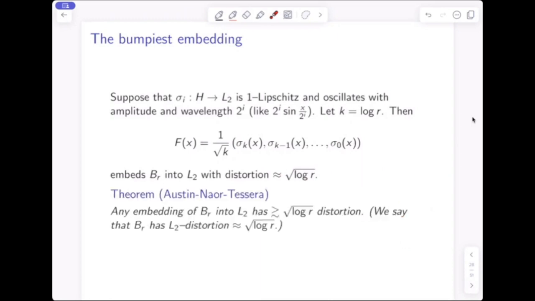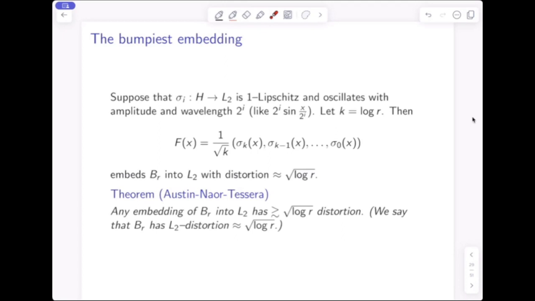And this is optimal. It's a theorem of Austin, Naor, and Tessera that this is roughly the best you can do: any embedding of B_r into L2 has on the order of root log r distortion. One reason for that is essentially what we talked about with curves earlier. It's essentially the Pythagorean theorem, that in order to make a map that is epsilon bumpy at one particular scale, it's going to cost you something on the order of epsilon squared.